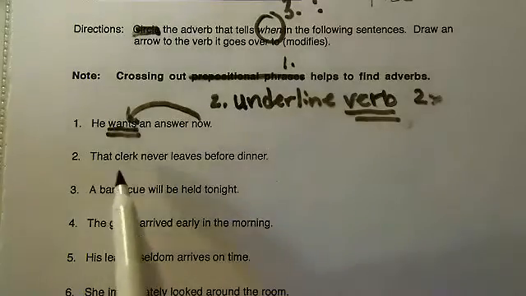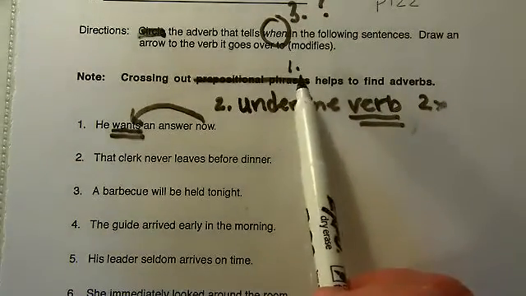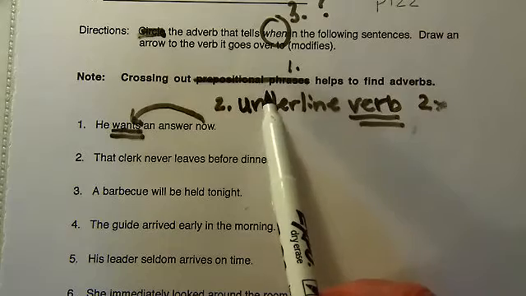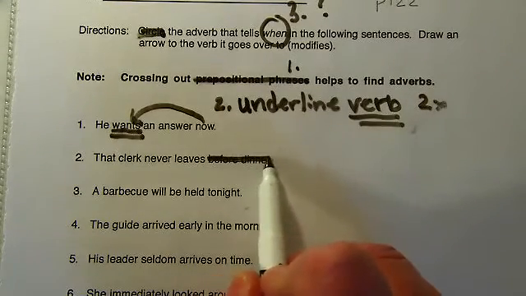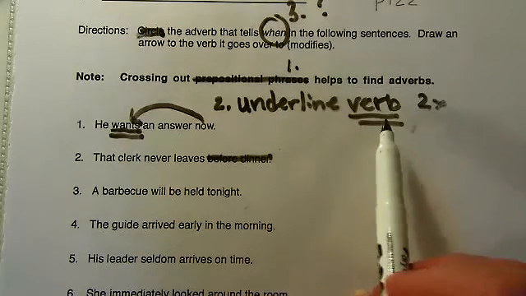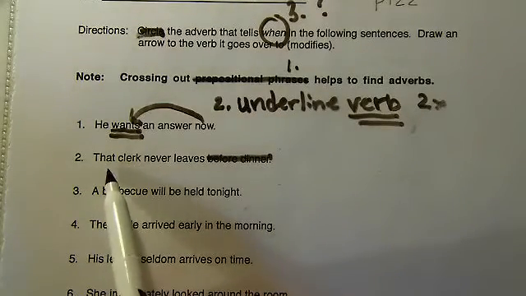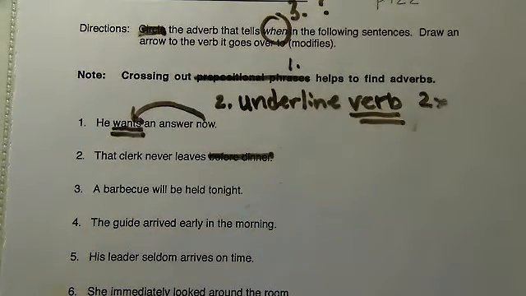Number 2, that clerk never leaves before dinner. What do we want to do first? We want to see if there's a prepositional phrase. And we do see one. It's the word before, so it's before dinner. The second step would be to find the verb and underline it 2 times. All that's left is that clerk never leaves. Which one of those words is the verb?